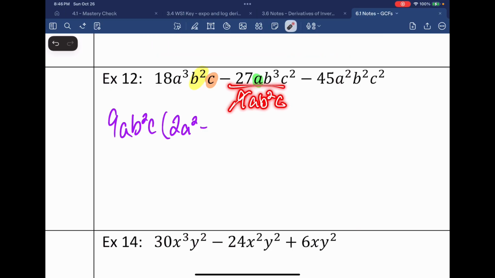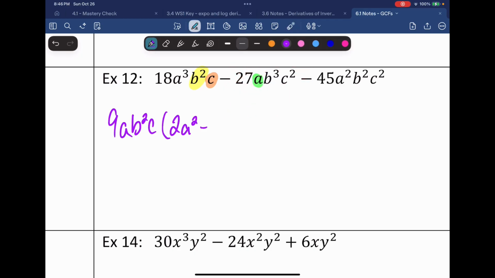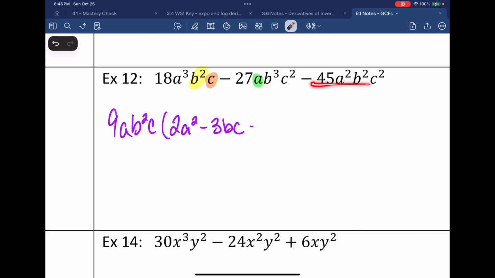Okay, 9 goes into 27 3 times. a cancels a. Subtract 2 from 3 and 1 from 2. So that's 3bc. Nine goes into 45 5 times. ab cancels, subtract. All right, so that's 5ac.